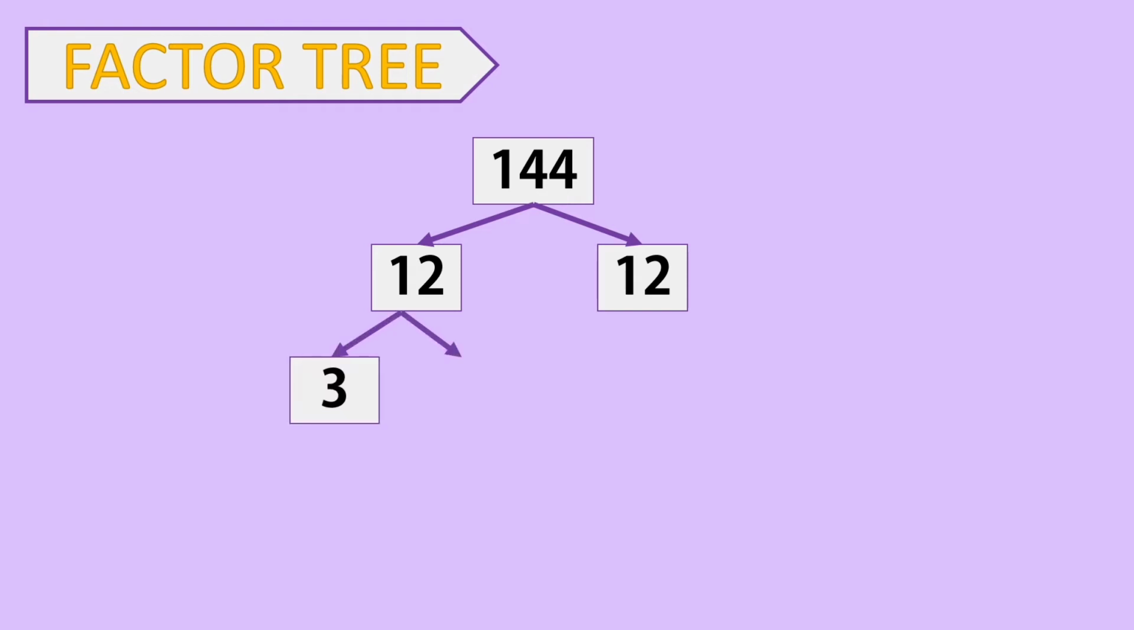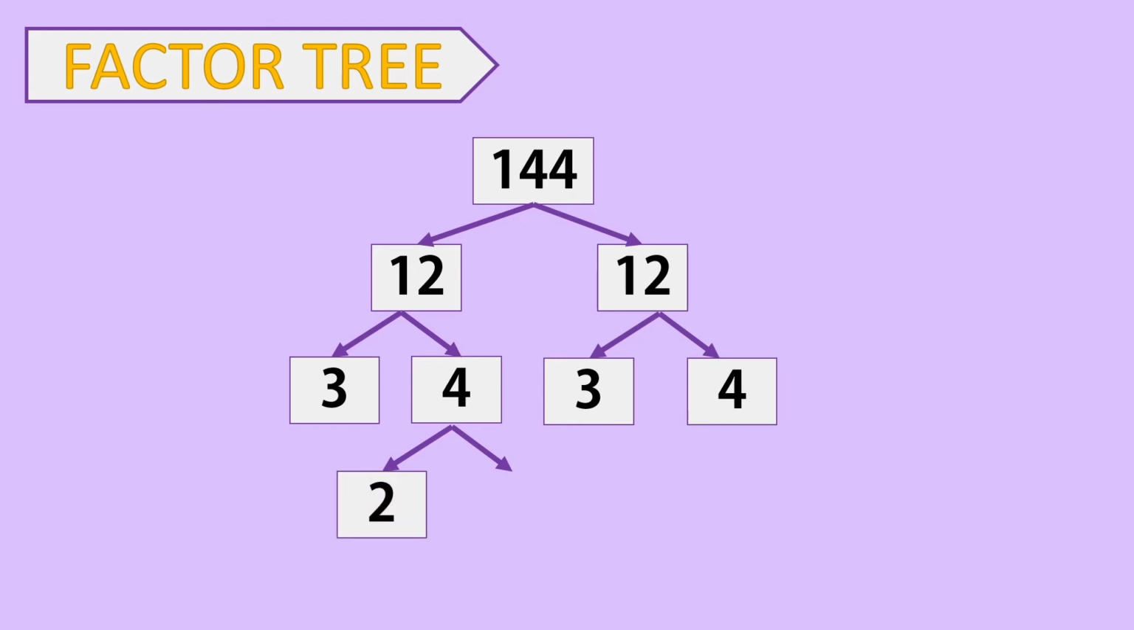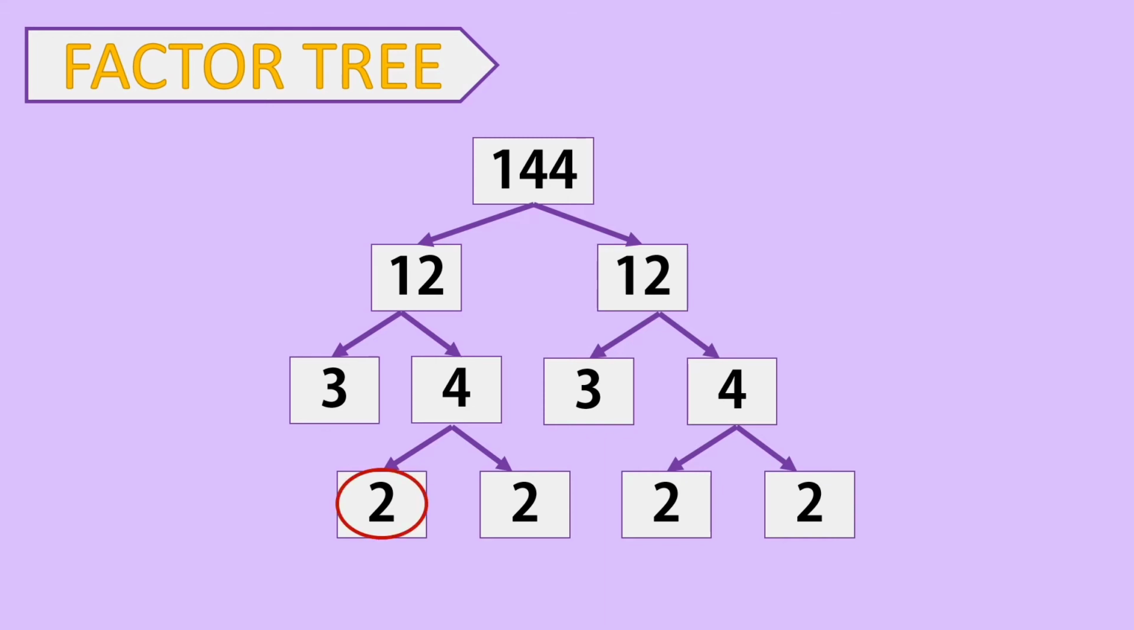Then, let's break it down into two factors, which is 3 and 4. Because 3 is a prime number, we only need to break down the number 4. And the factors of 4 is 2 and 2. Because all the remaining numbers are prime, let's now write the prime factors. So we have 4 2's and 2 3's.